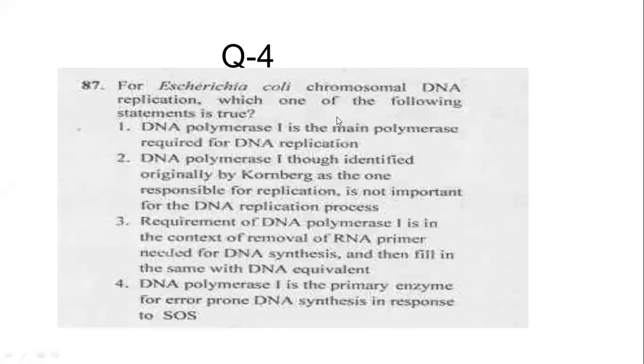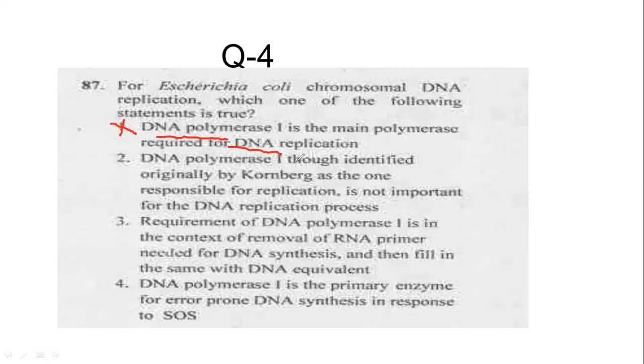In prokaryotes, different enzymes are required, like DNA polymerase 1, DNA polymerase 2, DNA polymerase 3, DNA helicase, and primase. Now option one says that DNA polymerase 1 is the main polymerase required for DNA replication. No. DNA polymerase 3 is the main DNA replicating enzyme for prokaryotic DNA replication. So option 1 is not correct.